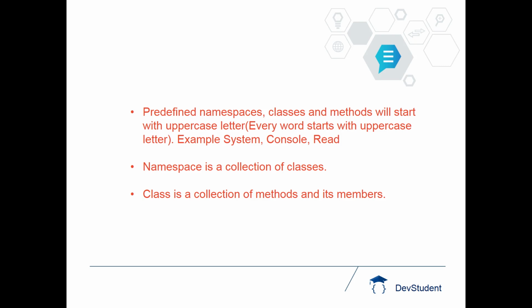Namespace is a collection of classes and class is a collection of methods and its members. In C Sharp we have a hierarchy like all the code will be written in methods, all the methods will be placed in the classes, and all the classes will be placed in the namespace. That means hierarchy is namespace, inside that classes, inside that methods, inside that code. So this is the hierarchy we have to follow.